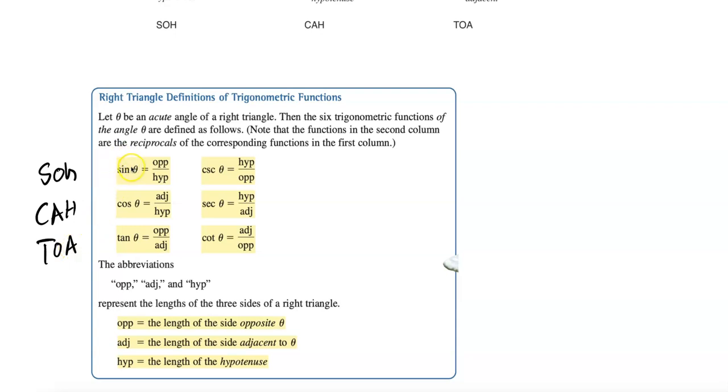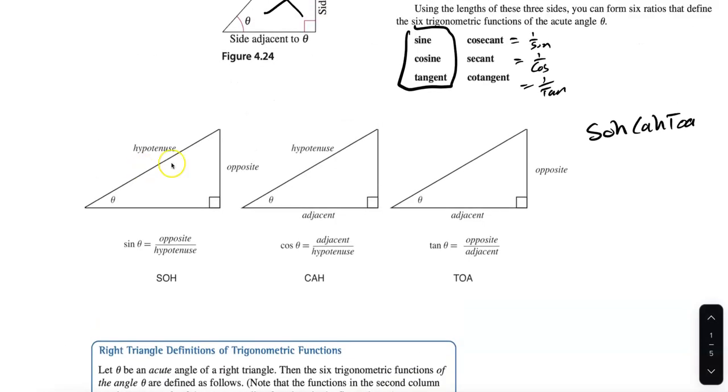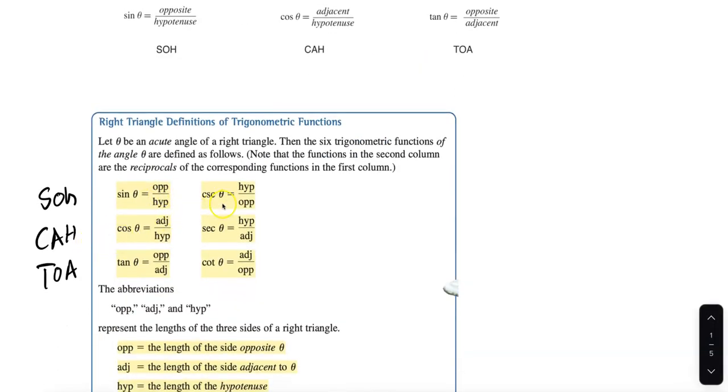By the way, SOH is shorthand for sine. It's actually spelled S-I-N-E, as you can see up here. These are the proper way of saying them. For short, we usually just do the first 3. That's tangent. And then cosecant is the reciprocal of sine. Just flip it. Secant is the reciprocal of cosine. And cotangent is the reciprocal of tangent.